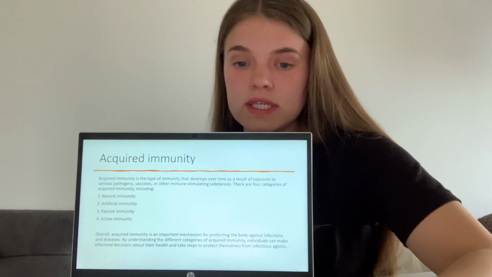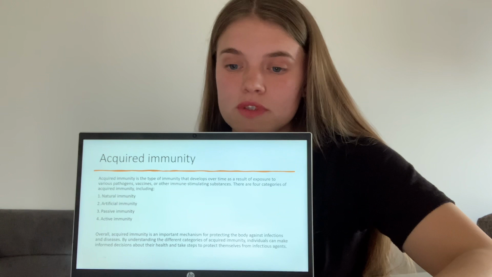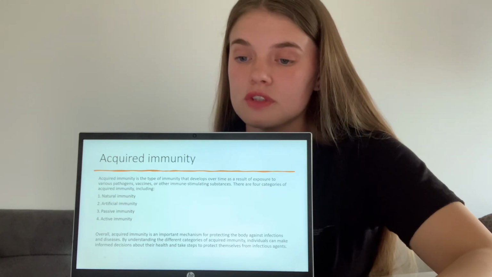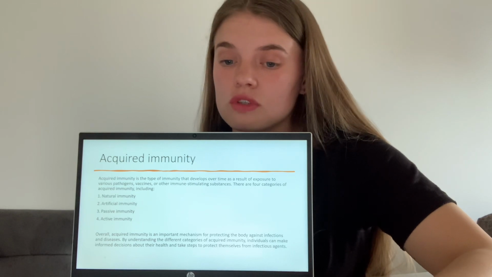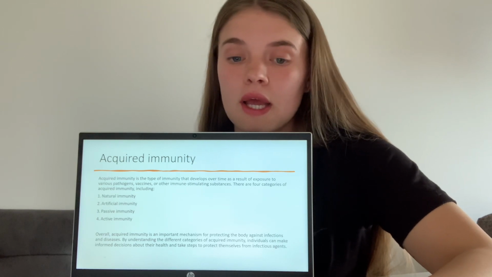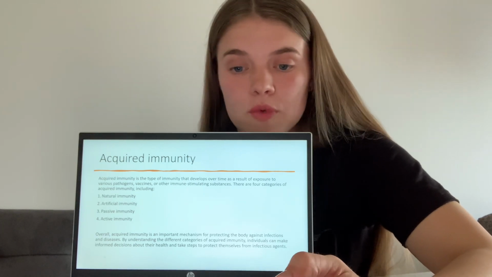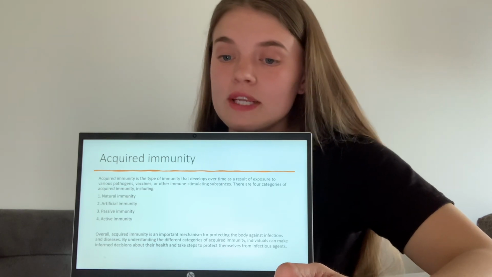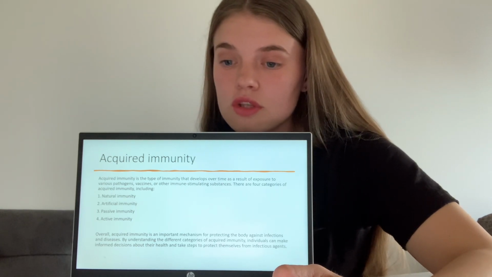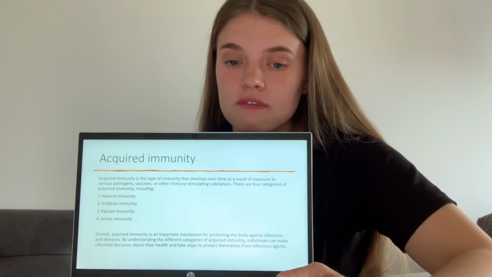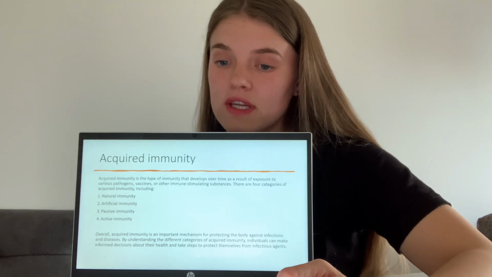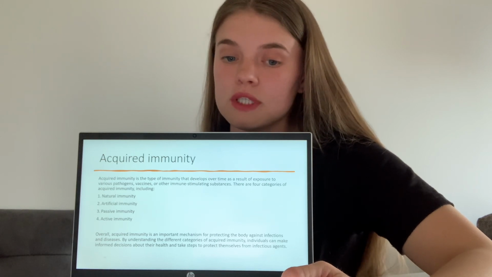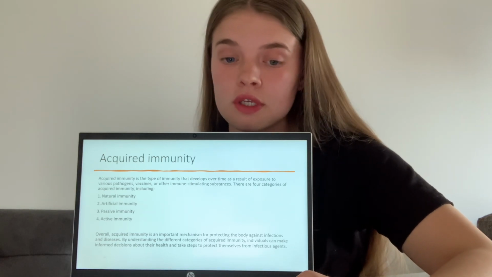Acquired immunity is the type of immunity that develops over time as a result of exposure to various pathogens, vaccines, or other immune-stimulating substances. There are 4 categories of acquired immunity, including natural immunity. This type of immunity is acquired naturally without any external intervention, such as through exposure to an infectious agent. For example, if you get infected with a virus, your body might develop natural immunity to that virus, which can protect you from future infections.